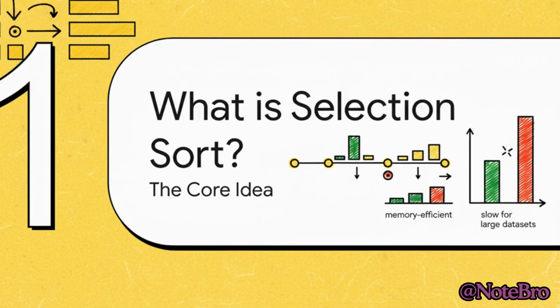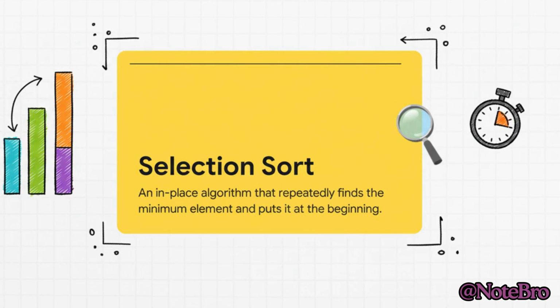So what is this thing really? What's the core idea behind selection sort? Okay, a really key phrase here is in place. All that means is the algorithm is smart enough to sort the list without having to create a whole new copy. It just shuffles the items around right where they are, which is fantastic for saving memory. The logic is as simple as it gets. Find the smallest thing and move it to the front.